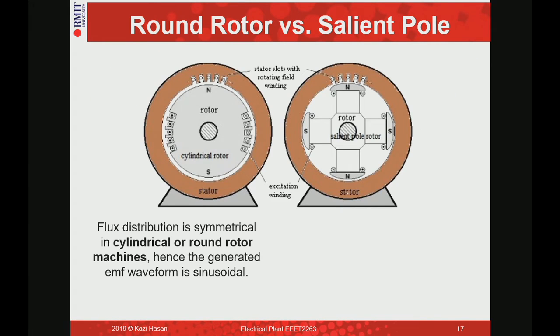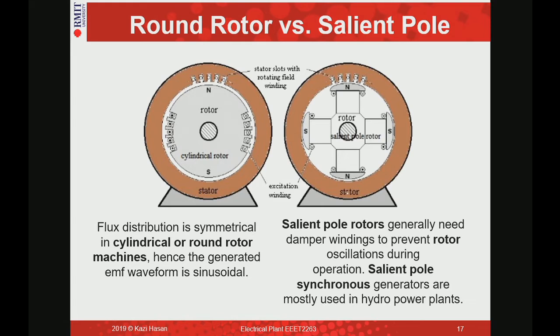Then we have discussed or covered a little bit this part as well, round rotor versus salient pole. In a round rotor, the flux distribution is symmetrical. So they are also called cylindrical. And the generated waveform is sinusoidal.